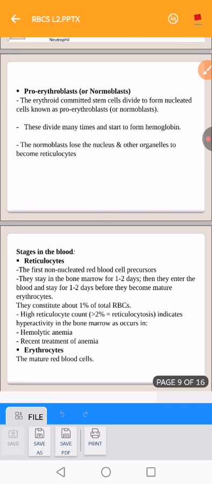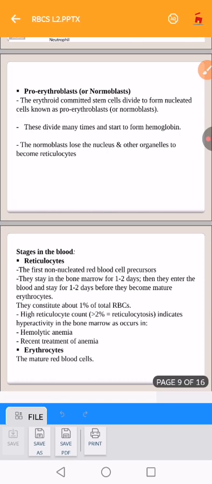In the circulation also, it stays 1 to 2 days. Okay, so the first non-nucleated red blood cell is the reticulocyte. They stay in the bone marrow for, as we said, 1 to 2 days. Then they enter the blood and stay for 1 to 2 days before they become mature erythrocytes.